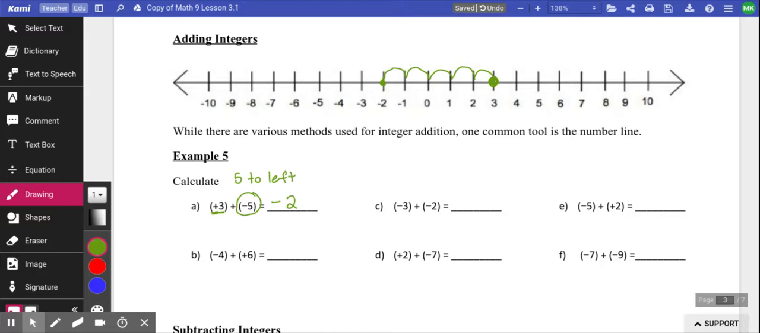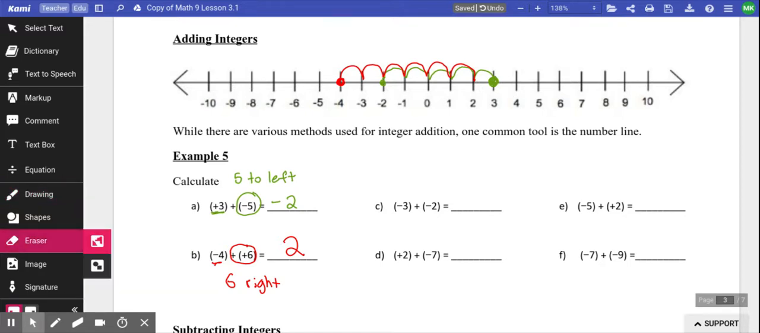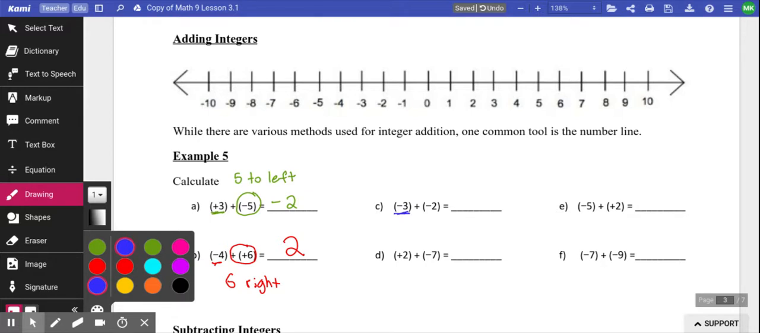If you look at B, B starts at -4. And then you're adding a positive. So if you're adding a positive, that means you're going 6 to the right. There you go. 1, 2, 3, 4, 5, 6. It would get you to +2. If you look at C, C starts at -3. And then I'm adding -2. So that's 2 to the left. 1, 2 to -5.